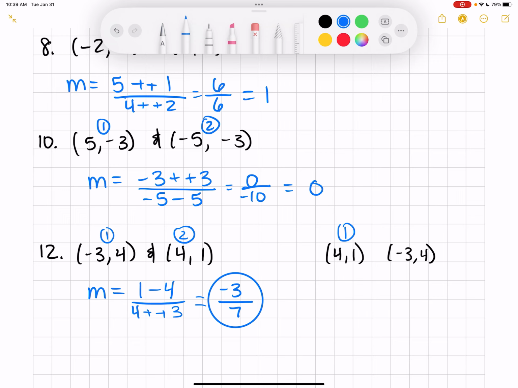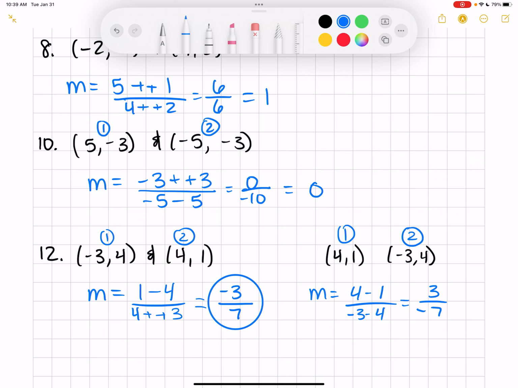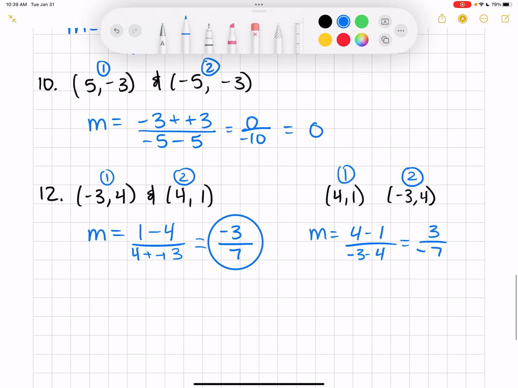Now, I will show that if we were to flip the 2 points, it gets the same thing. I don't know if you believe me or not, but m is equal to, if I did it this way, 4 minus 1 divided by negative 3 minus 4. So then 4 minus 1 is 3 over negative 3 minus 4 is negative 7. And it doesn't matter if the negative is on the top or the bottom. The whole thing is still negative. So that's why it looks a little different, but it still gives you the same thing. So in case you didn't believe me, now you can believe me.